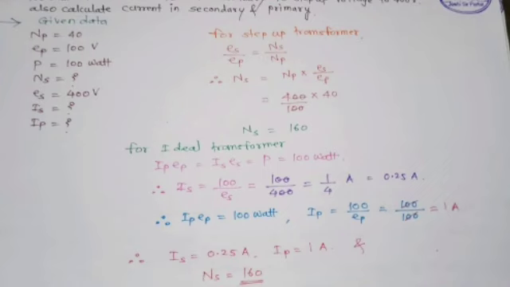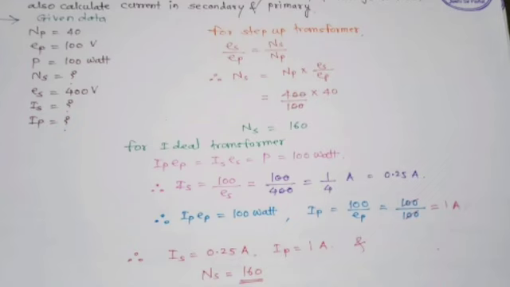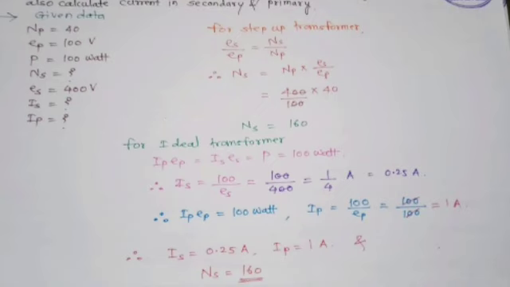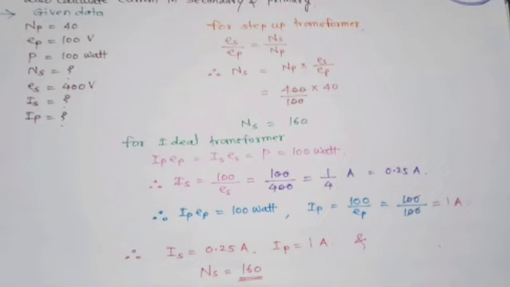But IP EP is equal to 100 watt. So IP is equal to 100 watt upon EP. 100 upon 100 gets cancelled. So the current across the primary is 1 ampere. So therefore the number of turns across the secondary is 160. Current across the secondary is 0.25 ampere and current across the primary is 1 ampere. That is the answer.